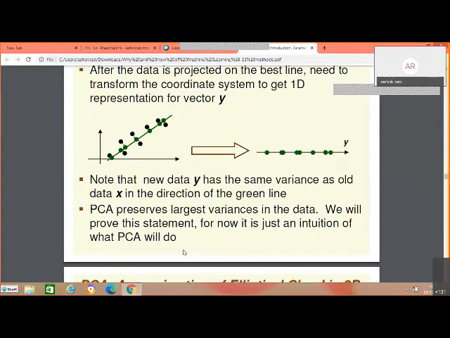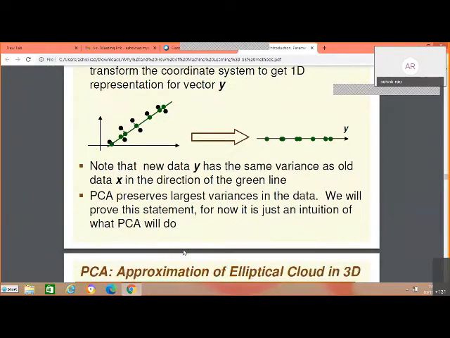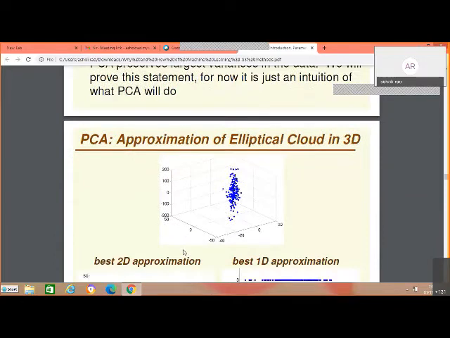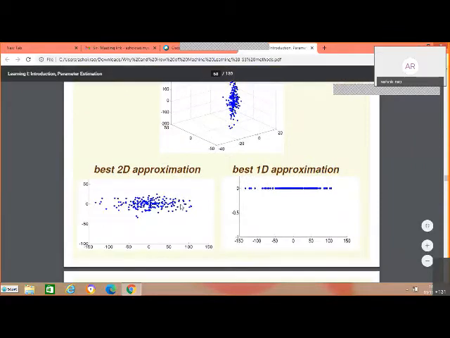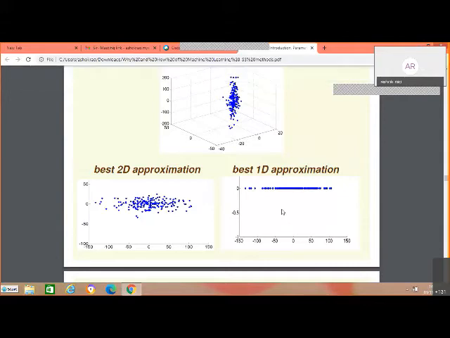We will not prove this, statistically it can be proved, but you see here, suppose I have data in 3D, it's like this. The best two-dimensional approximation of this is this ellipse. The best one-dimensional approximation of this is this line. So now I live in a 100 or 200 dimension space. I see what is the best 90 dimensional representation, what is the best 80 dimensional. So I see what is the minimum.